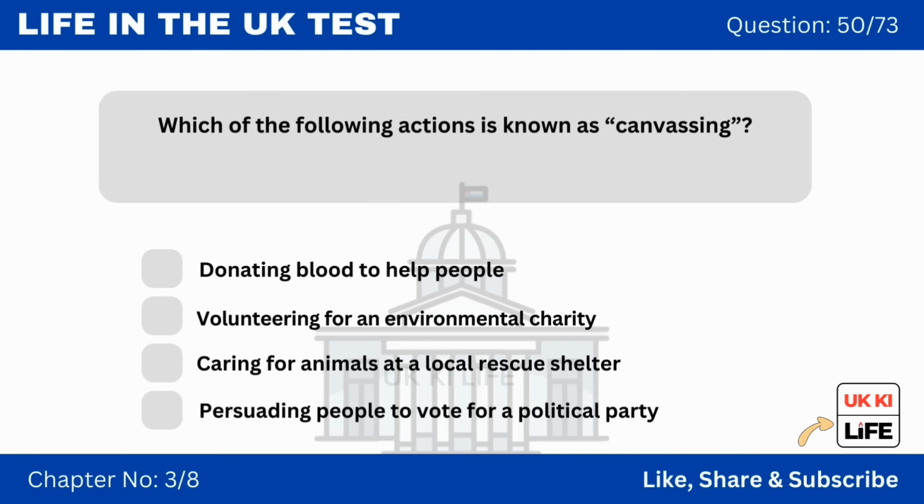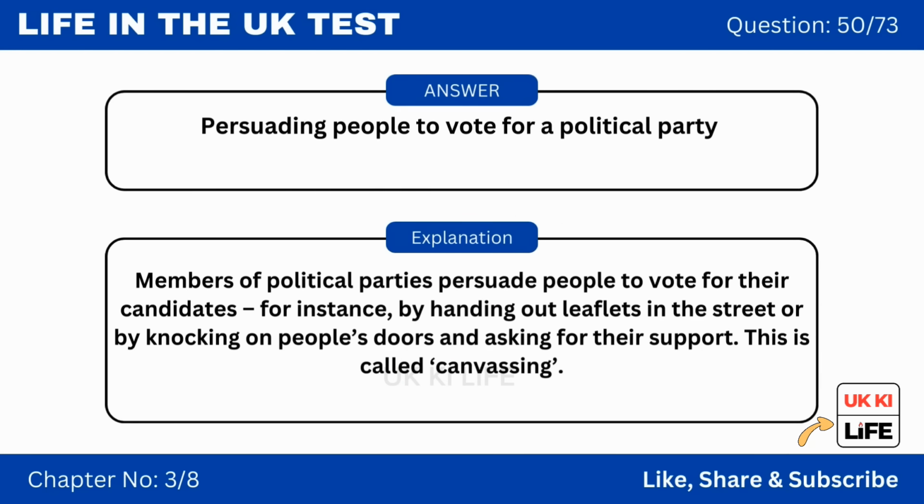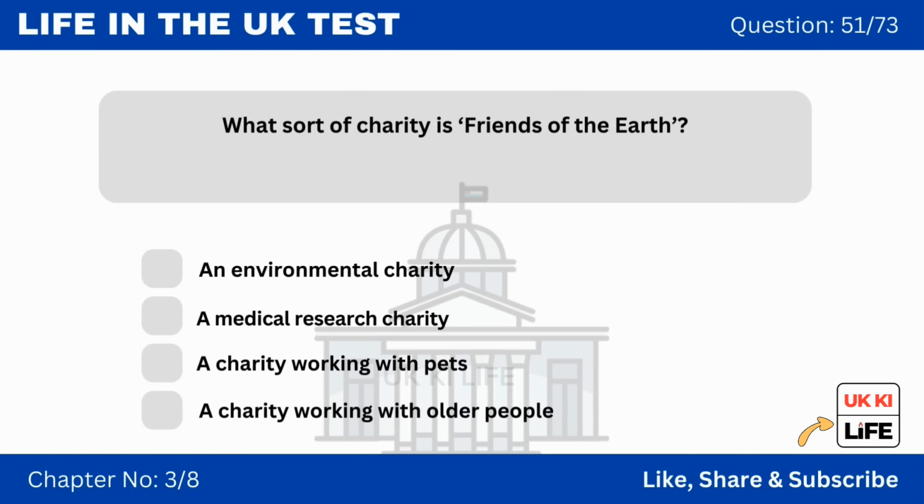The correct option is D. Explanation. Members of political parties persuade people to vote for their candidates, for instance, by handing out leaflets in the street or by knocking on people's doors and asking for their support. This is called canvassing. Question 51. What sort of charity is Friends of the Earth? An environmental charity. A medical research charity. A charity working with pets. A charity working with older people.